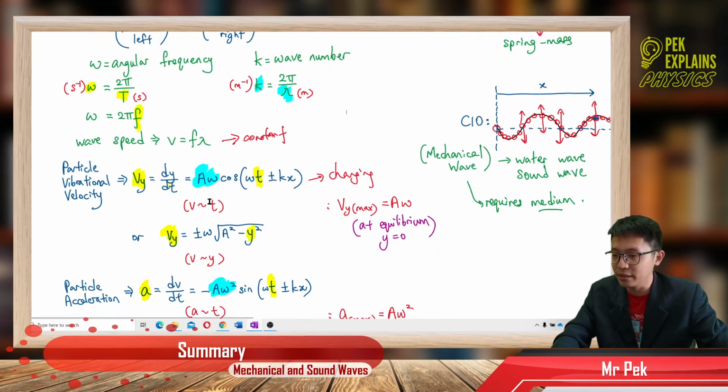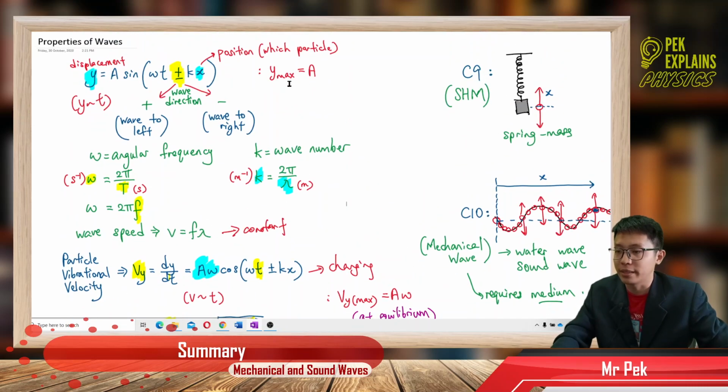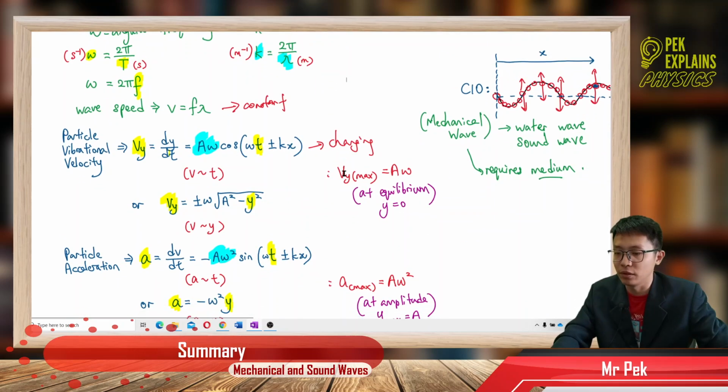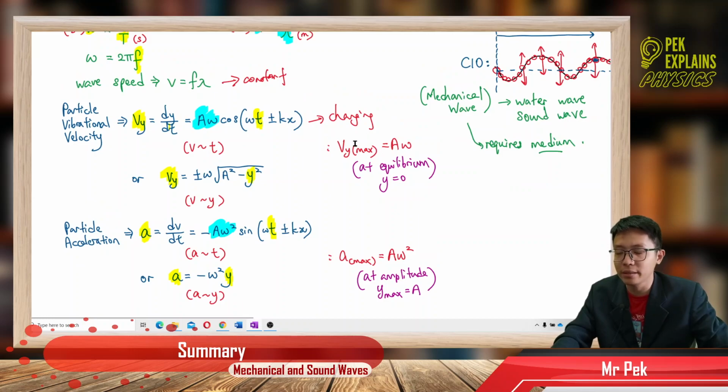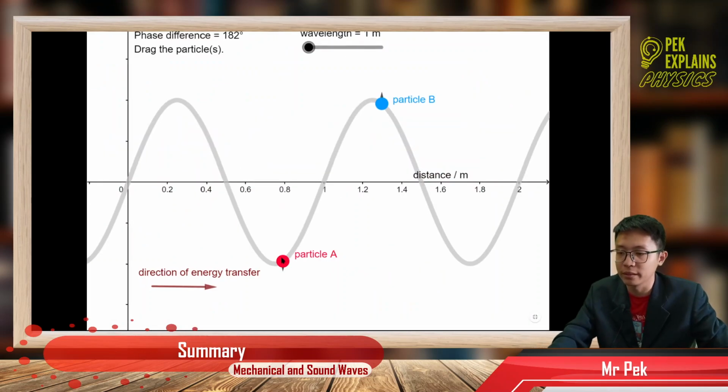So same thing. The maximum velocity is still A omega like before. Maximum displacement is A. Maximum velocity is A omega. Maximum acceleration is A omega squared. Just like before in chapter 9, simple harmonic motion. And maximum velocity, A omega, is at the equilibrium. That means when this particle goes to the equilibrium, it has maximum velocity, A omega. At the amplitude, velocity is 0. Okay?